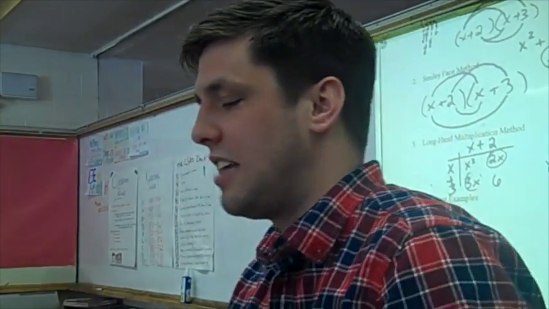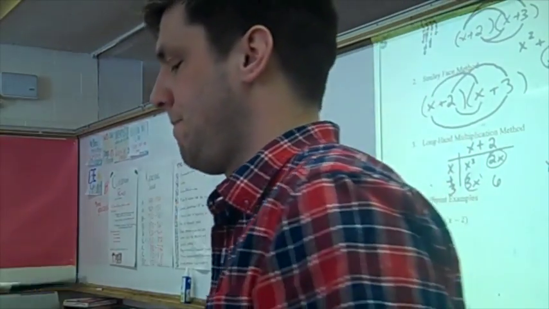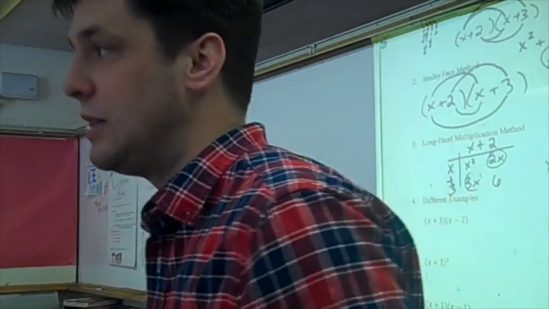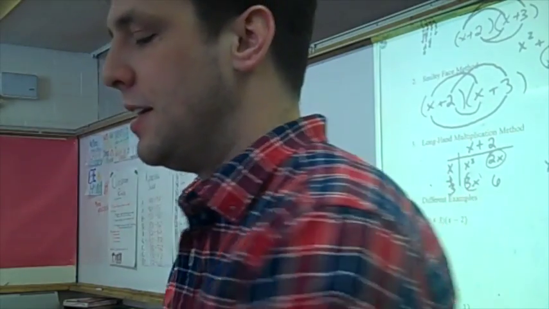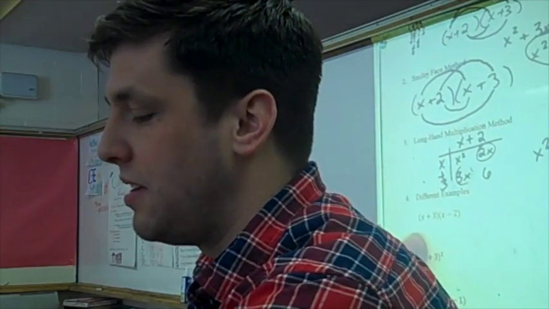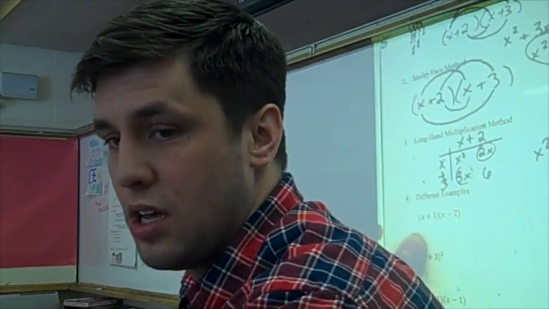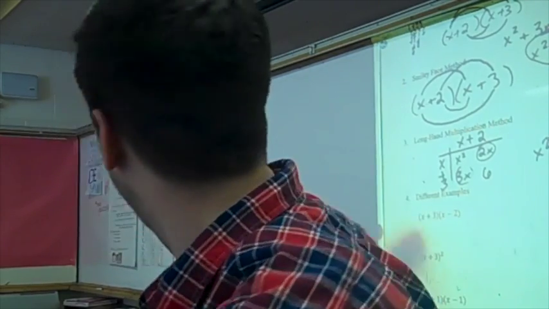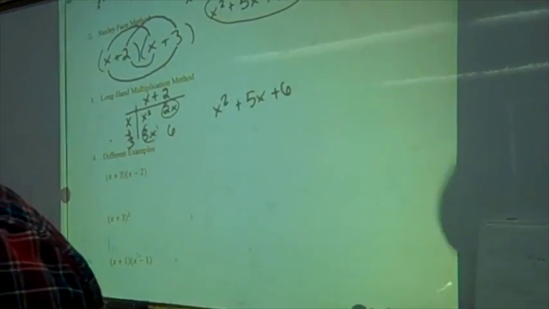All right, let's try these examples. I'll just ask questions and you guys answer them as we go. So x plus 3 times x minus 2 if we're using the FOIL method. First terms. What are our first terms? x and x. Maddie? x times x or x squared.